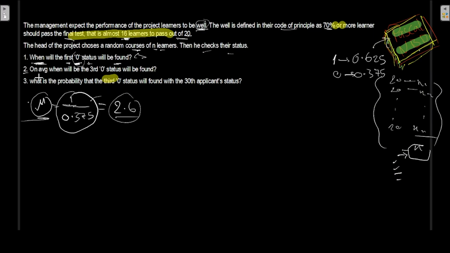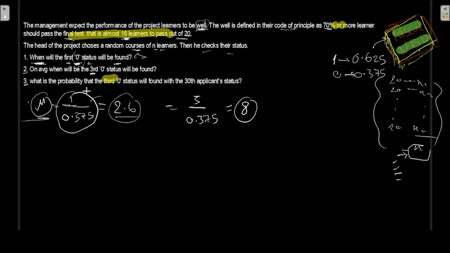The second one is asking on average when the third status will be found. And once again, that's going to be 3 over 0.375. That means on the 8th of these n numbers, we expect that the third case of non-success has happened. So 2 happened in the previous 7.